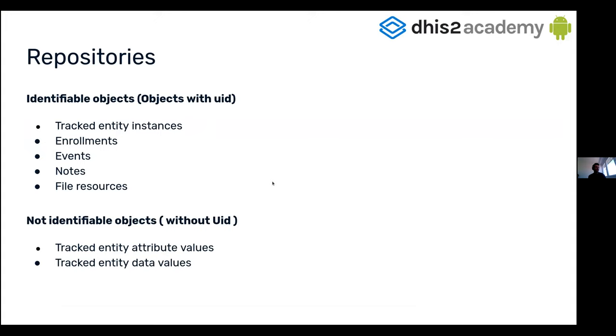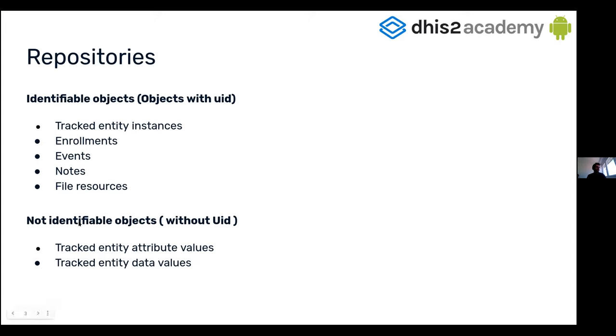I said that we have two main kinds of elements, the identifiable objects and the non-identifiable objects. The identifiable objects are the track identity instances, the enrollment, the events, the nodes, and the file resources. It means these elements can be identified by the 11 character UID that I think you are familiar with. And you can use that UID to do any modification also on those elements.